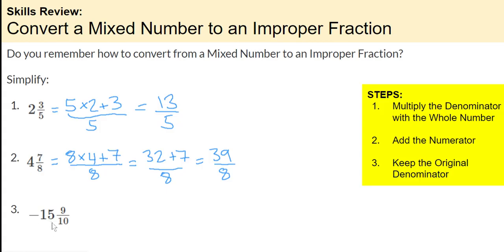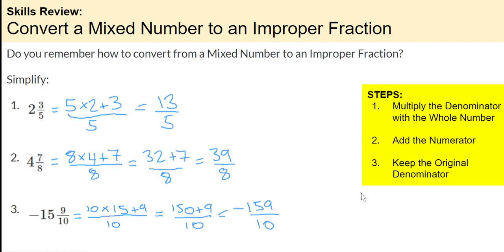And then finally, let's look at -15 and 9/10. Okay, so we're going to multiply the denominator with the whole number. I'm not going to put the negative just yet. I'll do that right at the end. So 10 times 15 plus 9, and then over 10, the original denominator. So 10 times 15 is 150, and then we got plus 9. So 159 over 10. But remember, it's negative, so I'm going to add that negative now. Negative 159 over 10. Don't forget that.